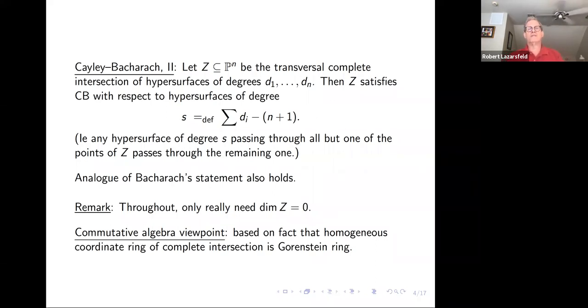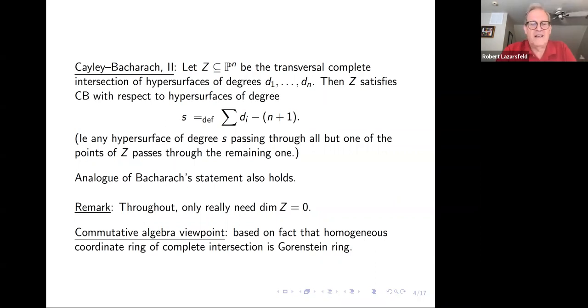So again, for the moment, let's assume that Z is the transversal intersection. So the number of points of Z is the product of these degrees. And then the assertion is that it satisfies Cayley-Bacharach with respect to hypersurfaces of degree the sum of the d's minus n minus 1. So in other words, any hypersurface of this degree passing through all but one of the points passes through the remaining one. So this is the version of Cayley-Bacharach for hypersurfaces in projective space.